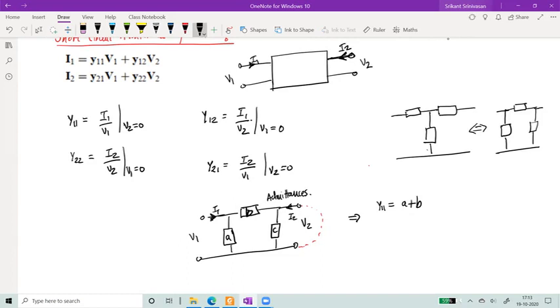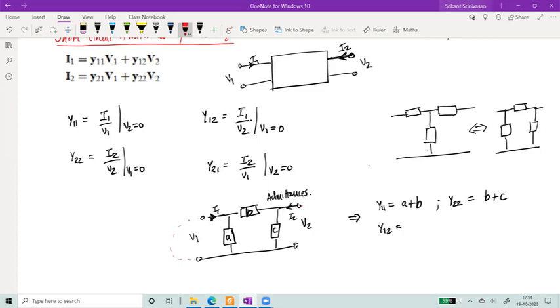What about Y22? Clearly, there's the same symmetry, right? If I short circuit the input side, then what do I expect to find? Y22 is going to be B plus C, right? And now I'm left with Y12 and Y21. So Y12 is equal to I1 over V2 with V1 set to 0. So let's put V1 equal to 0. And then I have to find out what is the value of I1 over V2.